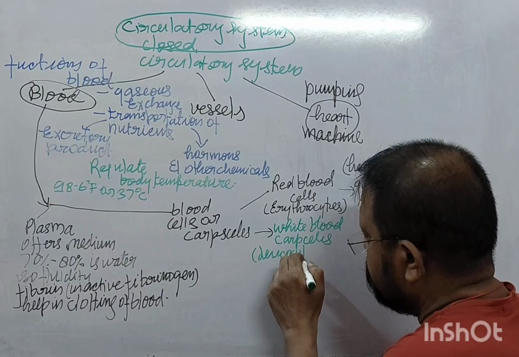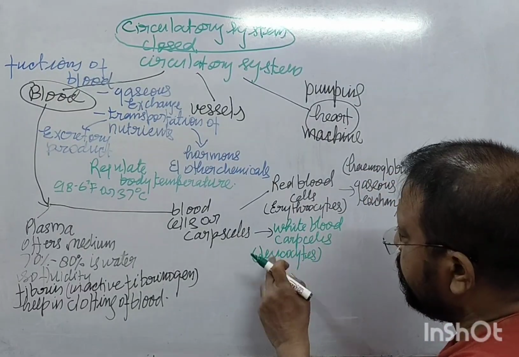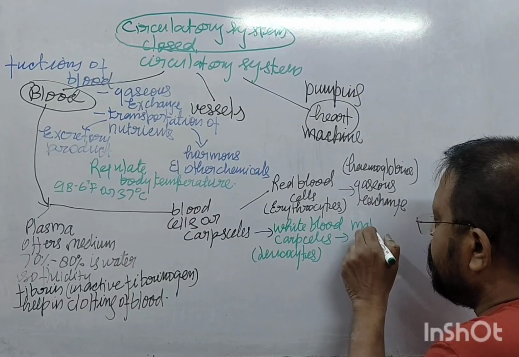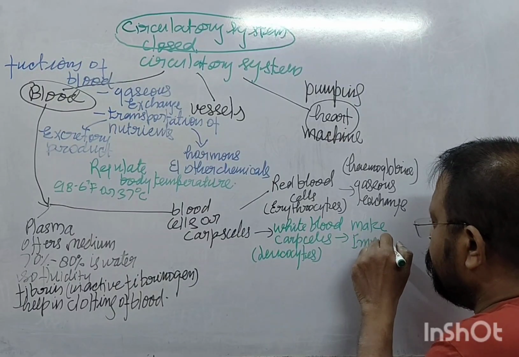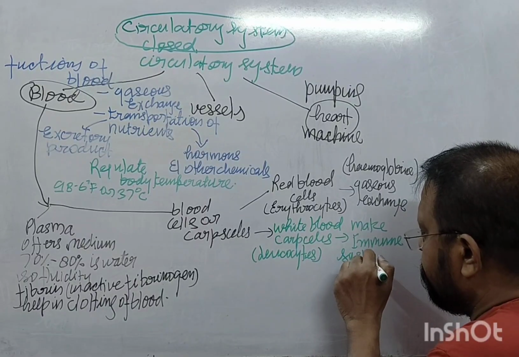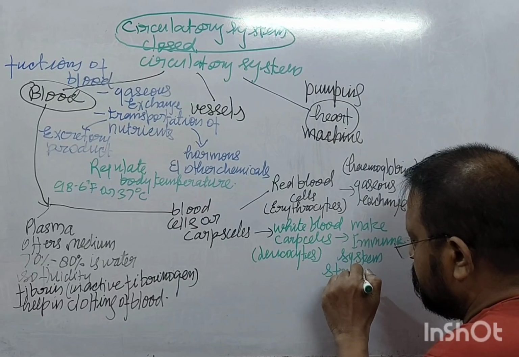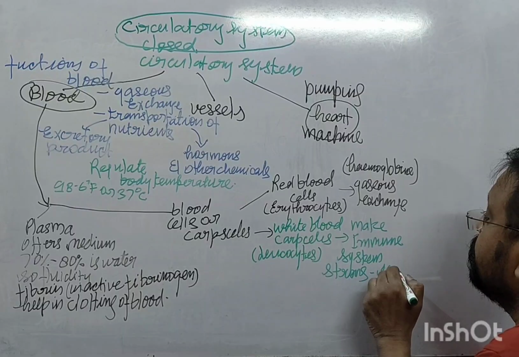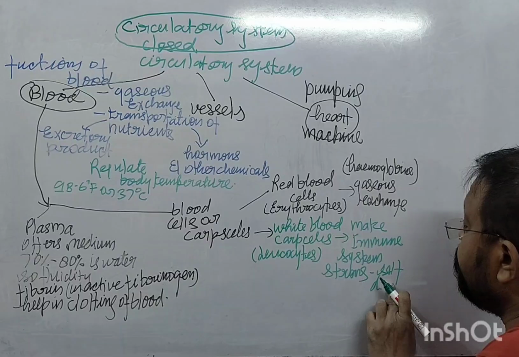Leukocytes. White blood cells are leukocytes. They make the immune system strong, or you can say they are for self-defense.